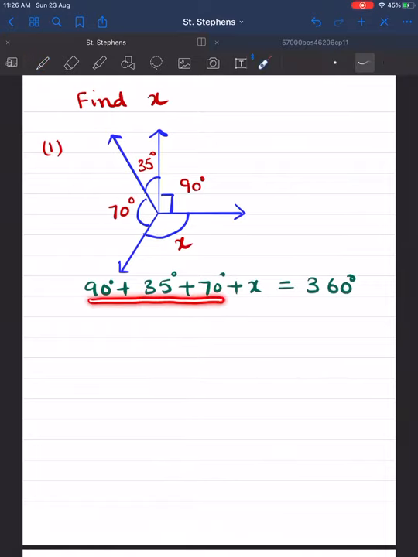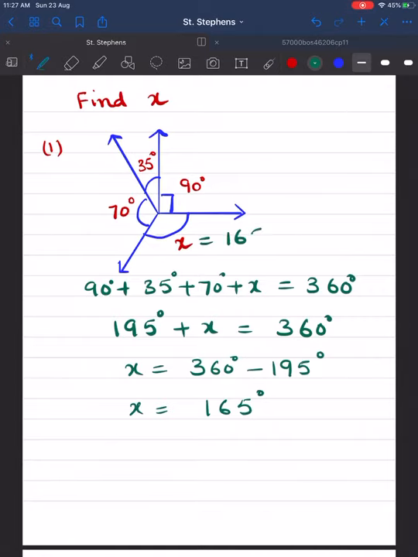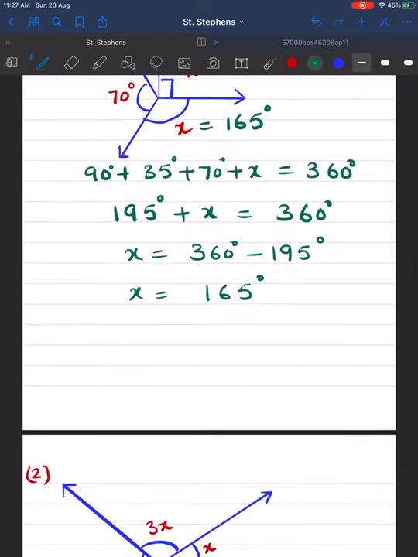Now let's add 90 plus 35 plus 70 degree and we get here 195 degree plus x is equal to 360 degree. Now here 195 is being added in x, so when we transpose 195 to the other side, it gets subtracted. So x is equal to 360 degree minus 195 degree and we get here 165 degree. So the measure of the missing angle x is equal to 165 degree here.